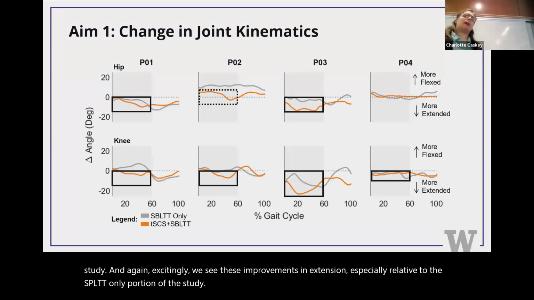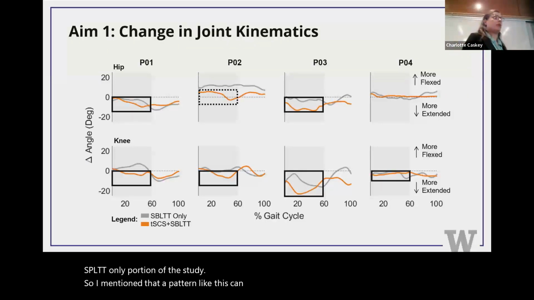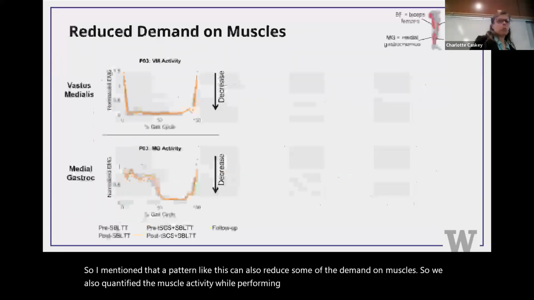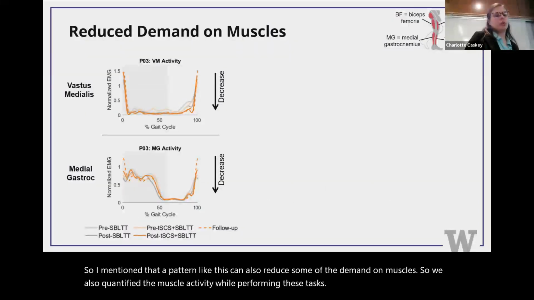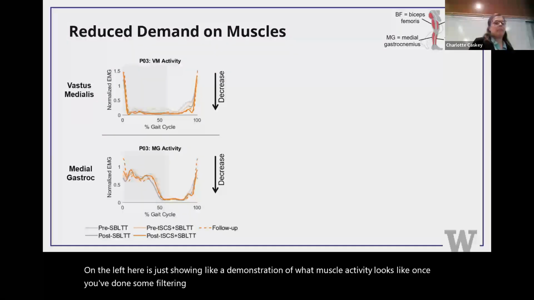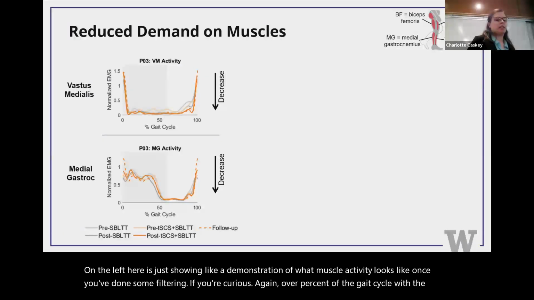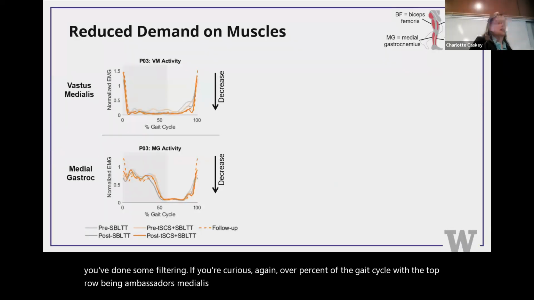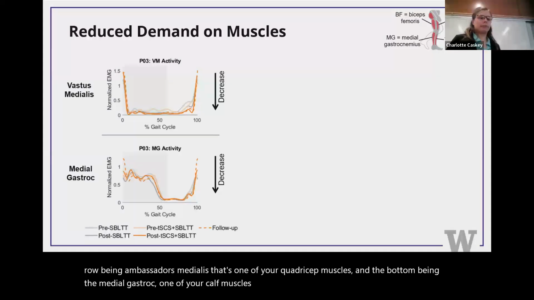So I mentioned that a pattern like this can also reduce some of the demand on muscles. So we also quantified the muscle activity while performing these tasks. On the left here is just a demonstration of what muscle activity looks like once you've done some filtering, if you're curious. Again, over percent of the gait cycle, with the top row being vastus medialis, one of your quadricep muscles, and the bottom being the medial gastroc, one of your calf muscles or plantar flexors on the back.